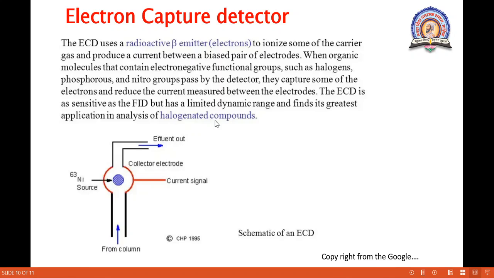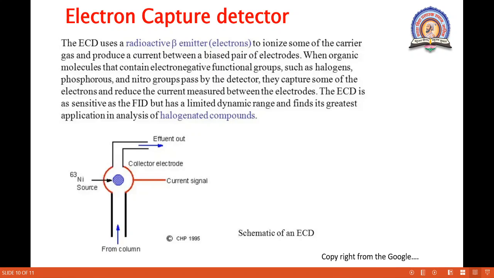You have to remember only this ECD detector. It is most commonly used for compounds containing functional groups like halogen, phosphorus and nitrogen. Such organic compounds are detected using this detector. In this detector a radioactive beta emitter, that is Ni-63, is used. Electrodes produce a current and it is recorded in the circuit. So you have to remember this part only.